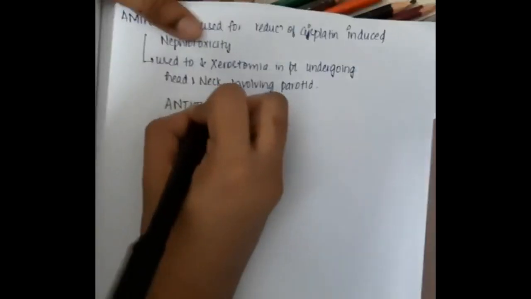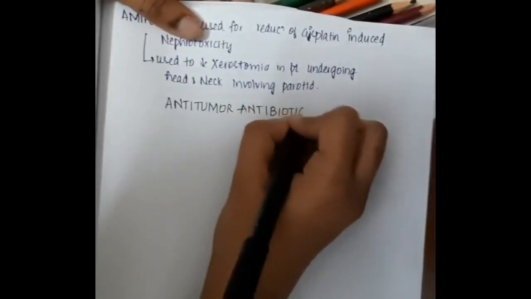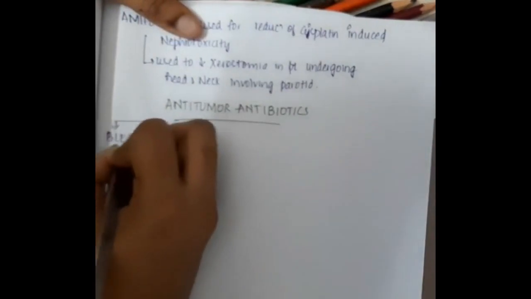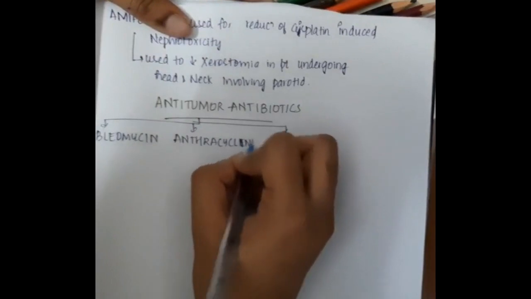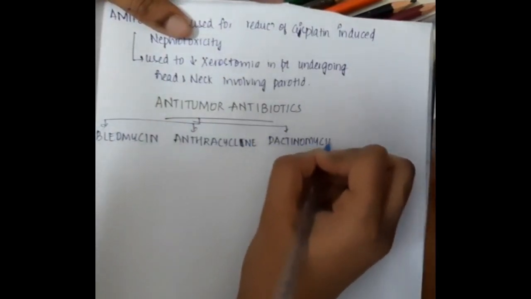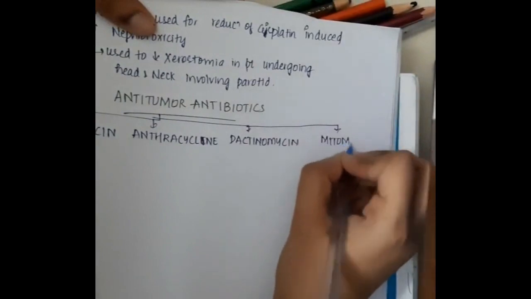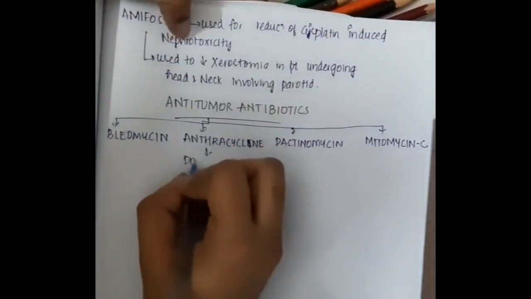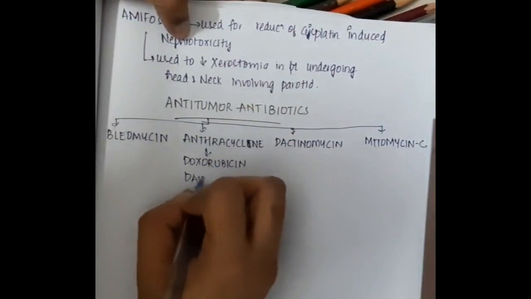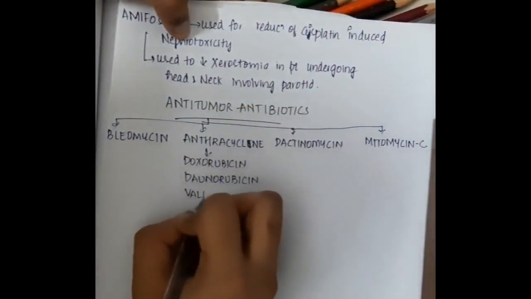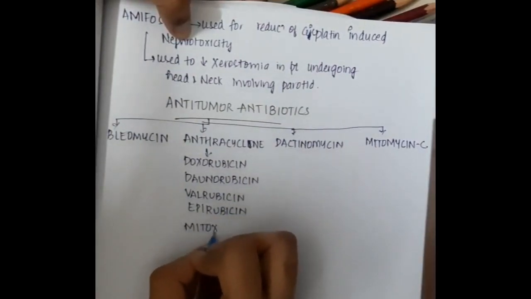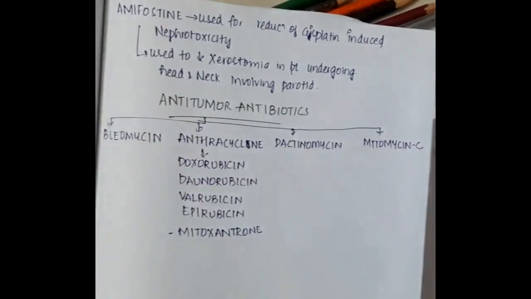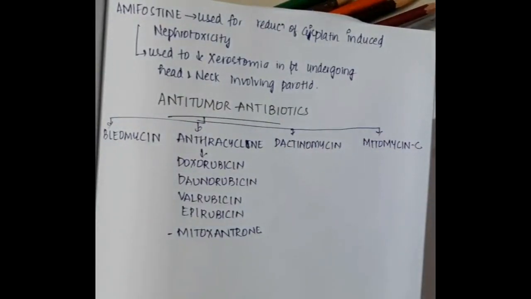Hello friends, let us now learn some important points about the antitumor antibiotics. In the antitumor antibiotics, we have four main drugs: Bleomycin, anthracycline, dactinomycin and mitomycin C. The anthracycline drugs include doxorubicin, daunorubicin, valrubicin, epirubicin and also mitoxantrone. All these are the anthracycline derived antitumor antibiotics.